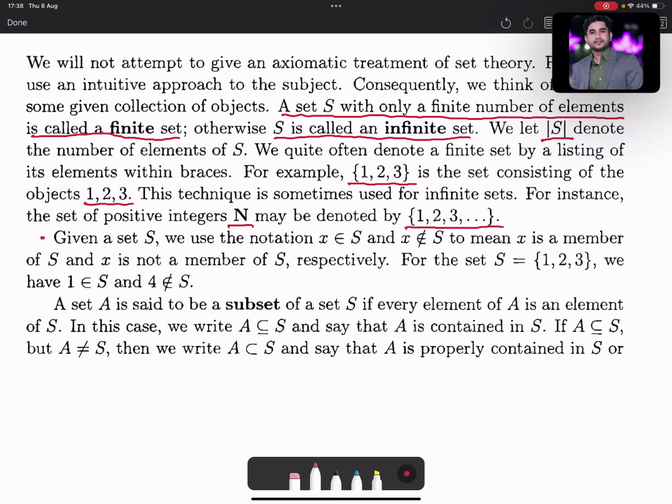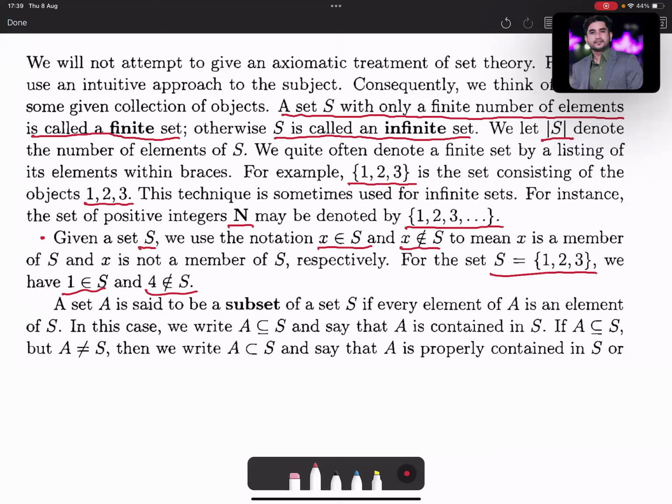So the definition for an element to be in the set: let S be a set, x is inside S, or x is not a member of S, not inside S. Similarly, if this is the set, then 1 is inside S, and 4 is not inside S.